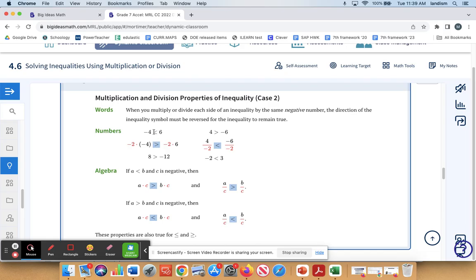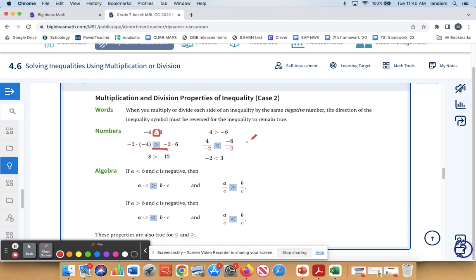Okay. So when you multiply or divide by a negative, you have to take this original inequality, whatever it happens to be. If it happened to be a less than, make it a greater than. If it happened to be a greater than, make it a less than, if you multiply or divide both sides by a negative number.